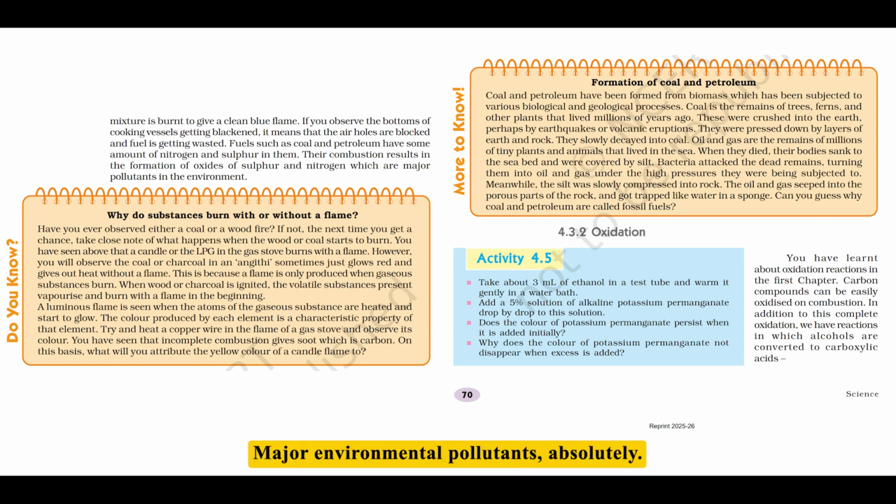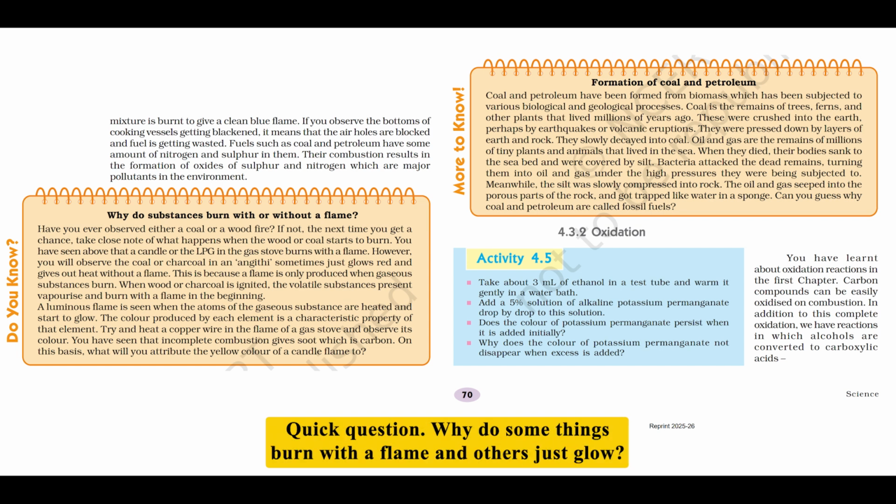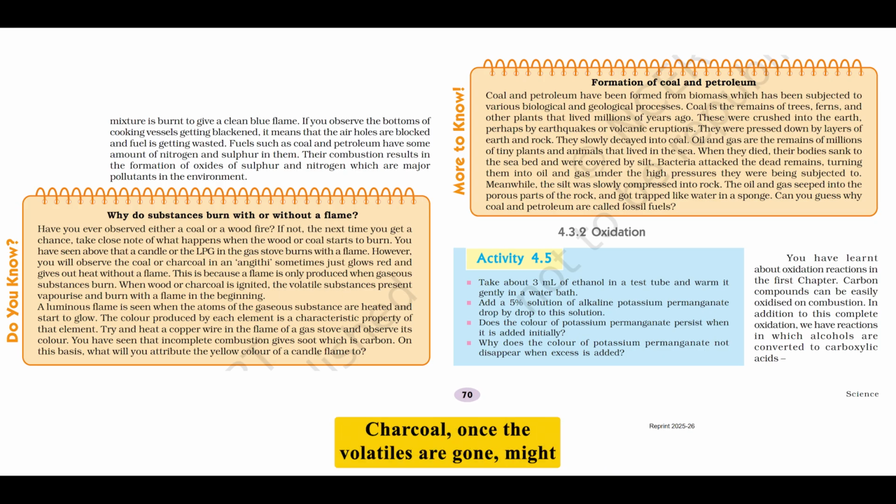Major environmental pollutants, absolutely. Quick question, why do some things burn with a flame and others just glow? Good one. Flames are only produced when gaseous substances burn. When you light wood, the volatile gases burn first, giving a flame. Charcoal, once the volatiles are gone, might just glow red as the solid carbon oxidizes on the surface without forming much gas to sustain a flame. Okay, gas burns with a flame.